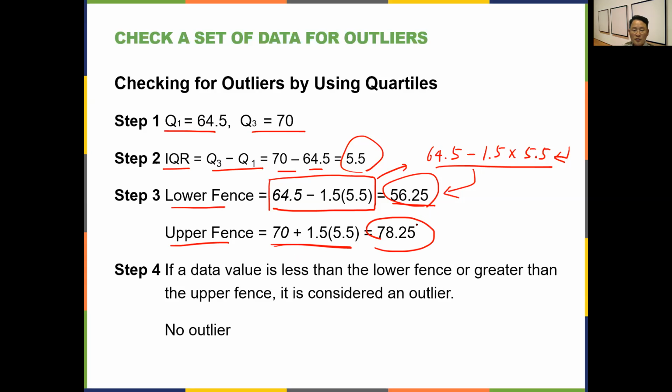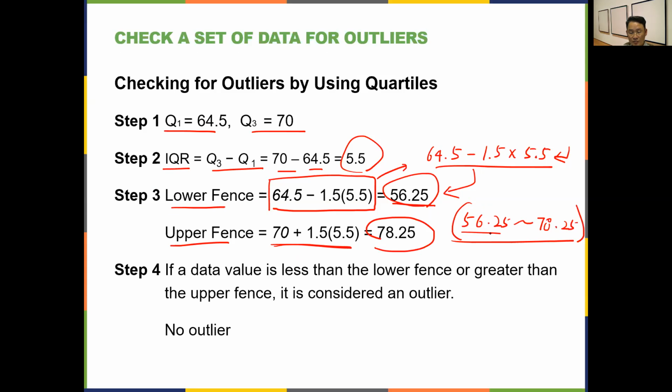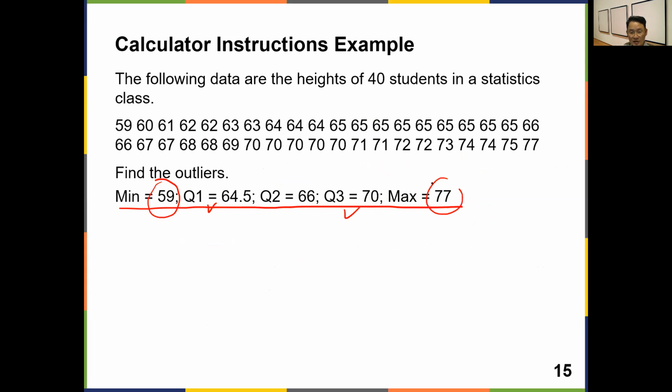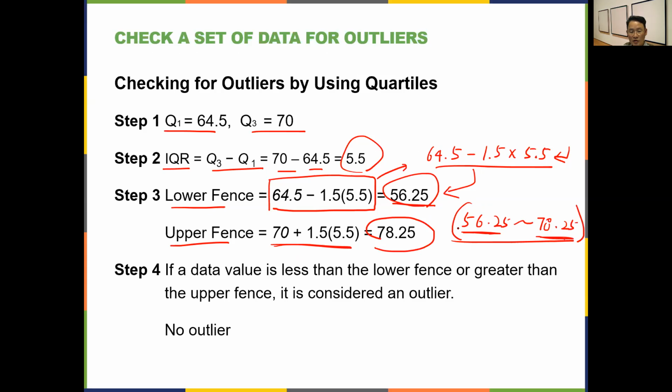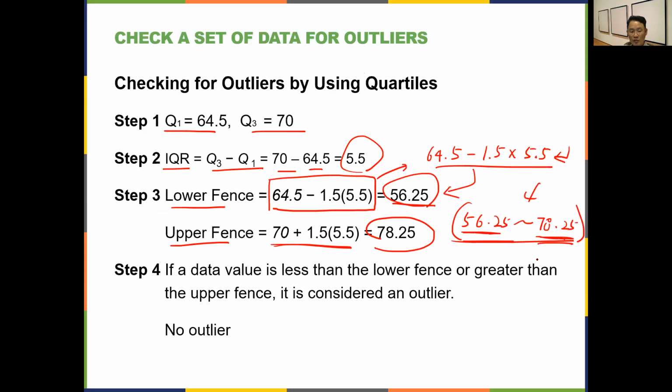So, any number not between these two numbers, if we have any number not between these two, that's going to be considered an outlier. But remember, our minimum is 59, bigger than this number. Our maximum was 77, which is smaller than this number. So we know in this data set, there is no outlier because every single number in here is going to fall between these two numbers. That means there's no outlier. But, of course, sometimes you will have a number not in between those two, and that number is going to be considered an outlier.